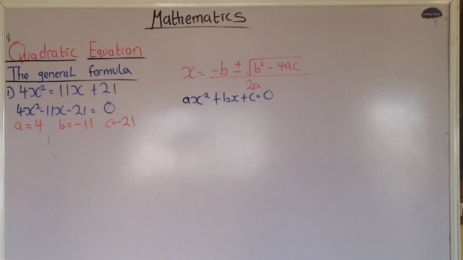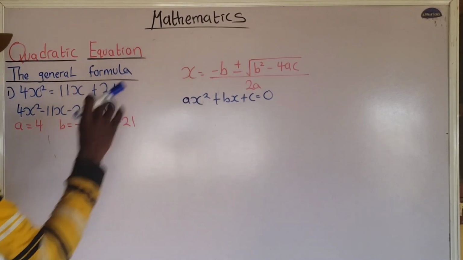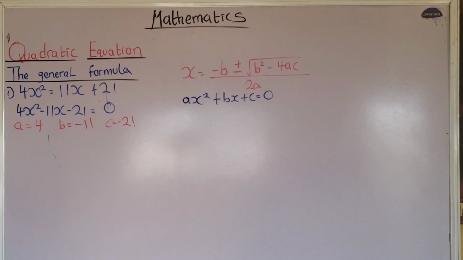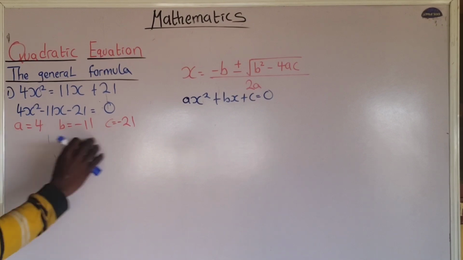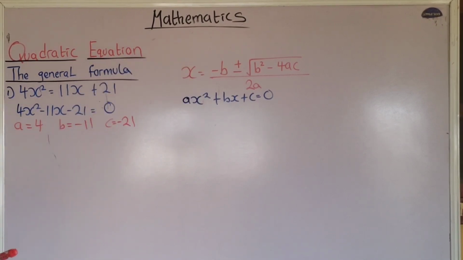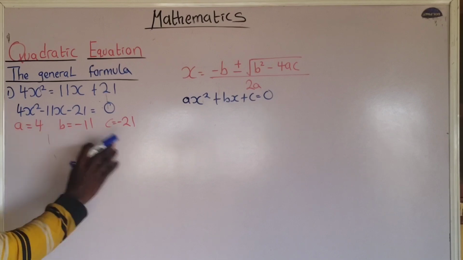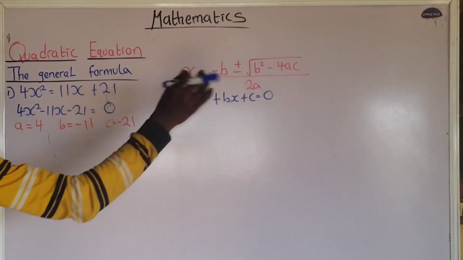So having identified your A, B, and C, you need to plug in all these values into the quadratic formula and then simplify. Do you understand? Okay? So let us substitute all these values into this quadratic formula.